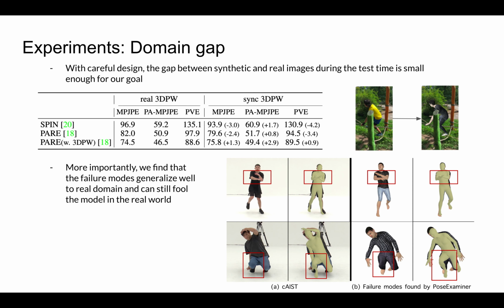In the experiment section, we first show that it is worthwhile to evaluate models with synthetic data, and it can reflect performance on real data. We show that with careful design, the performance gap between real and synthetic is small on both in-distribution and out-of-distribution datasets. Most importantly, we find that the failure modes discovered by PoseExaminer generalize well to real images and can still fail models in the real world.